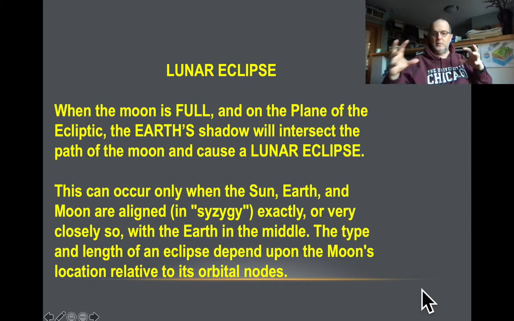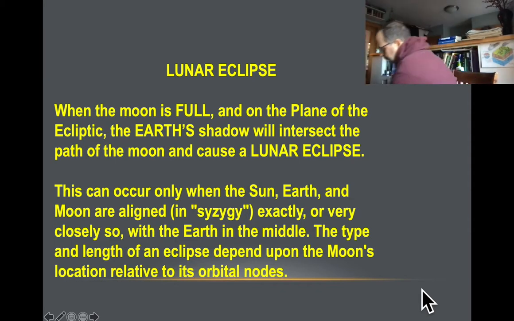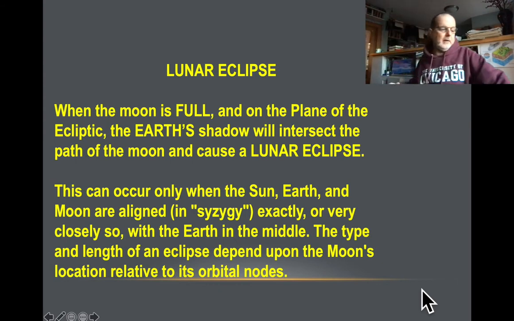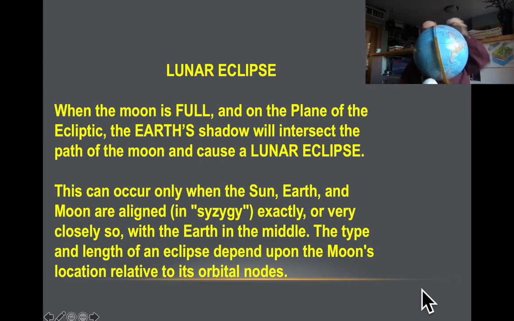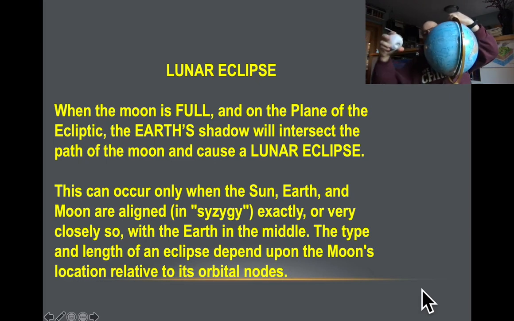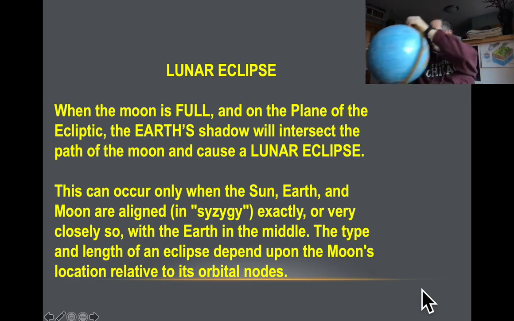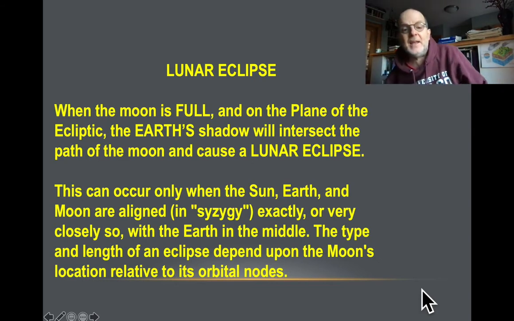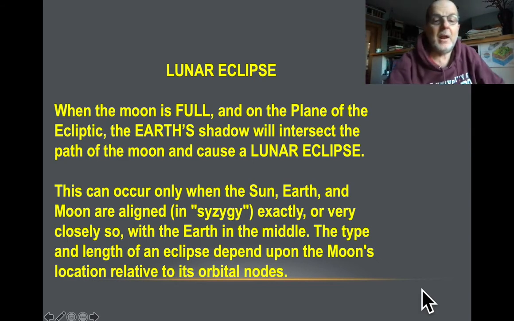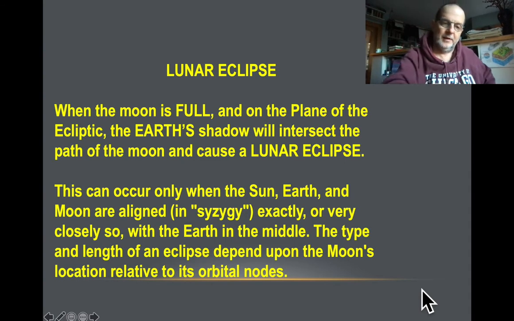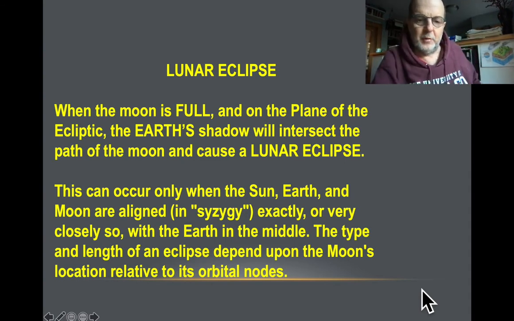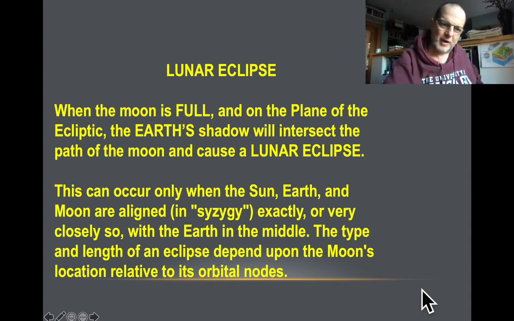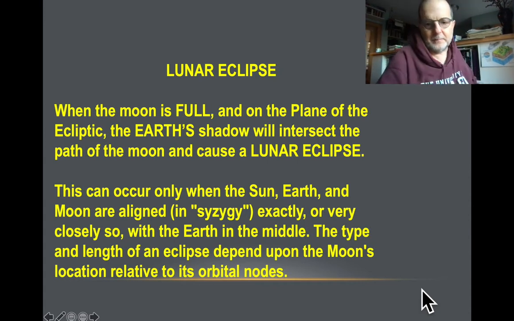So, full moon, sun on my left, moon at the full position, and it's on the plane of the ecliptic. Therefore, it is entering the shadow cast by the Earth. This can occur only when the sun, Earth, and moon are aligned in syzygy exactly or very closely so with the Earth in the middle.